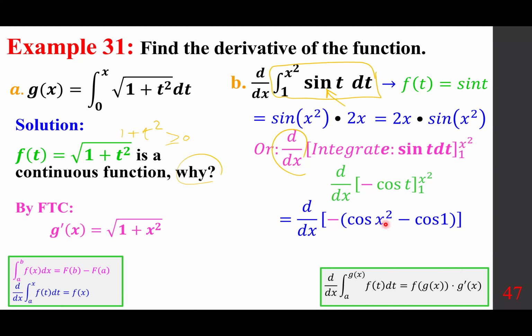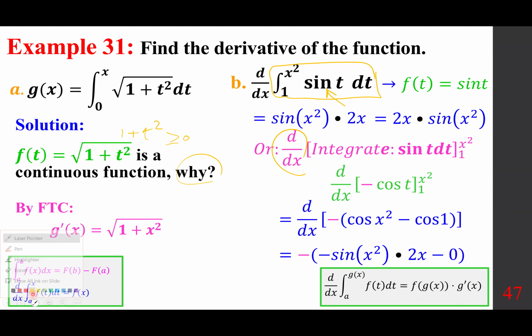Now, we are going to differentiate this. What is the derivative of cosine x squared? The derivative of cosine is negative sine. So minus sine x squared times 2x. Remember by the chain rule? What about the cosine 1? Cosine 1 is a number. Its derivative is 0. So I hope you see that.